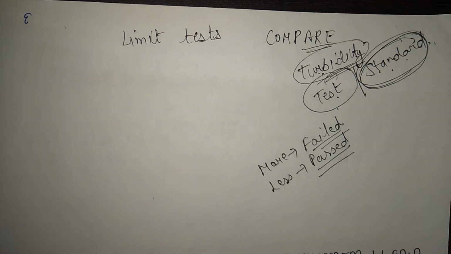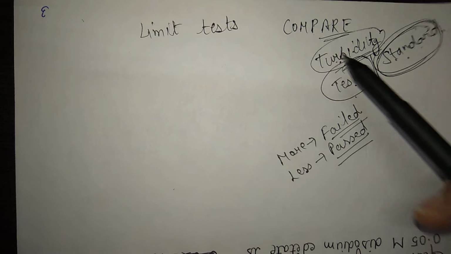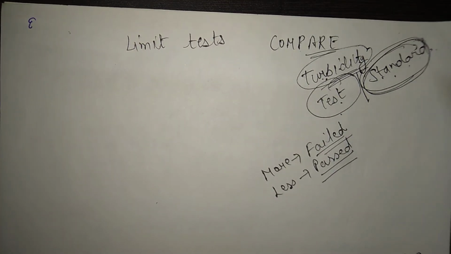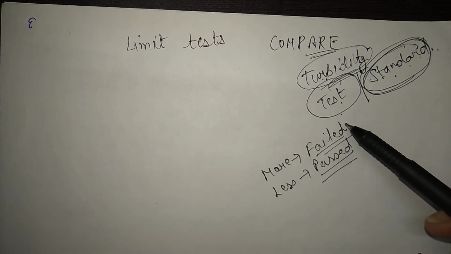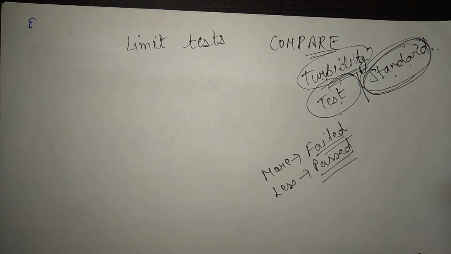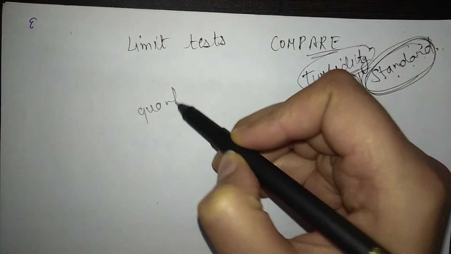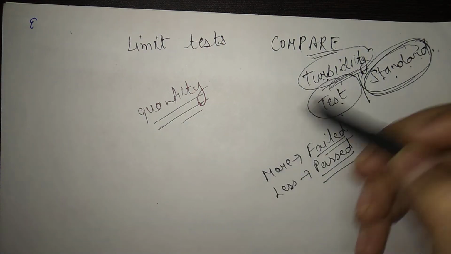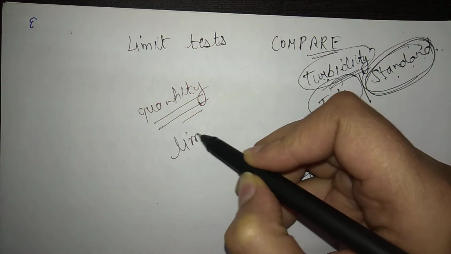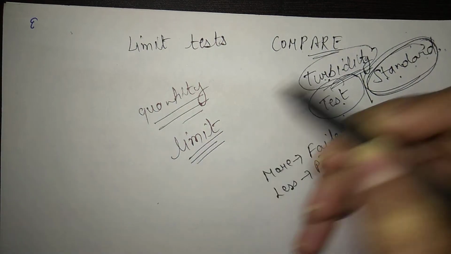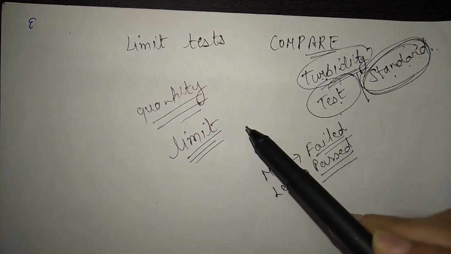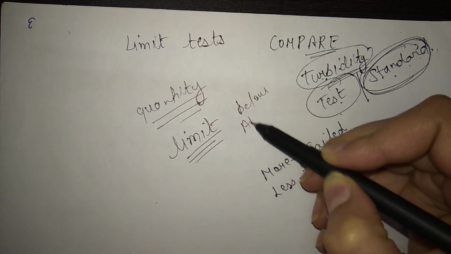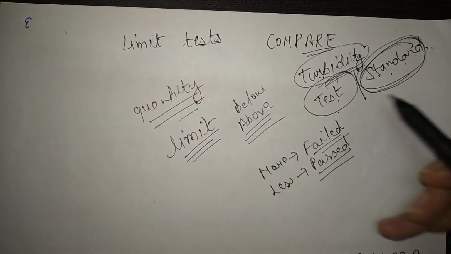One thing over here is more important: limit tests only tell us whether the amount of impurity is more or less than the standard. That is, they only tell us whether our limit test has passed or failed. They do not tell us how much quantity of impurity is present in the sample. They only tell us about the limit of impurity. That is why they are known as limit tests, because they only tell us whether the limit of impurity in our sample is below or above that present in the standard solution.